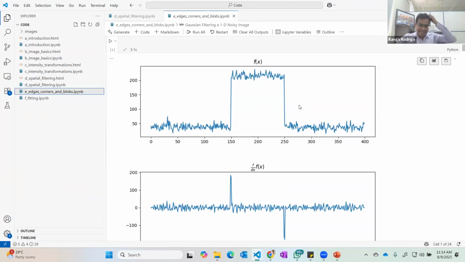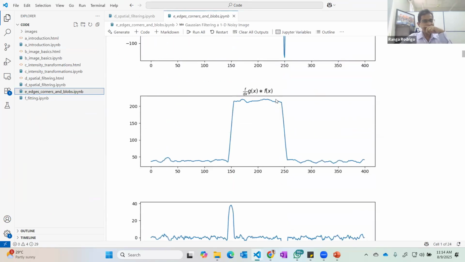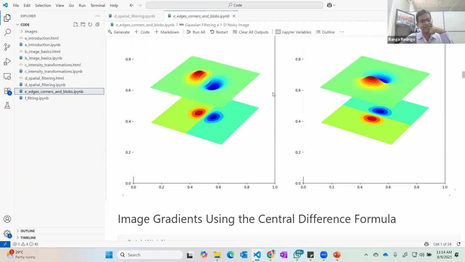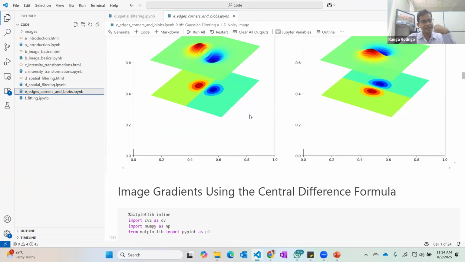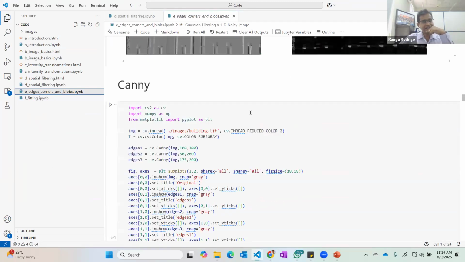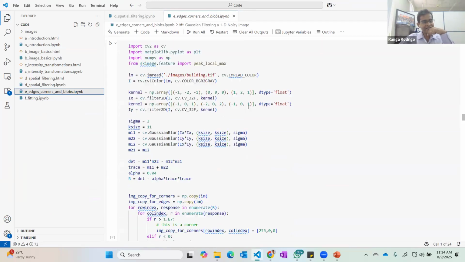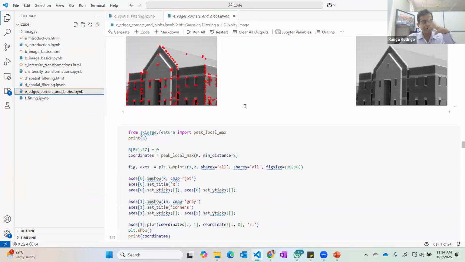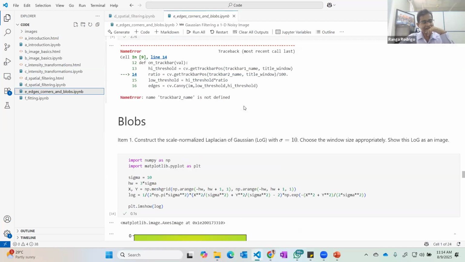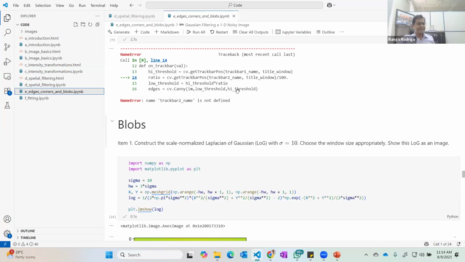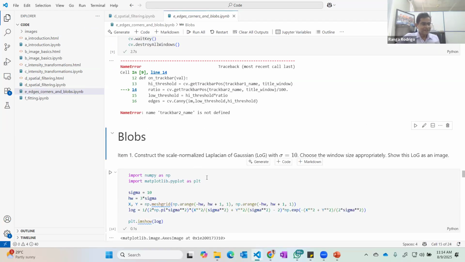So all these things that I discussed in the lecture, I have coded them for you to see. Please run them and see. And then generation of the derivative Gaussian filter, Harris corners, Canny edges, all these things, I have coded or found code from different places and connected them. Okay, so here is the blob thing.